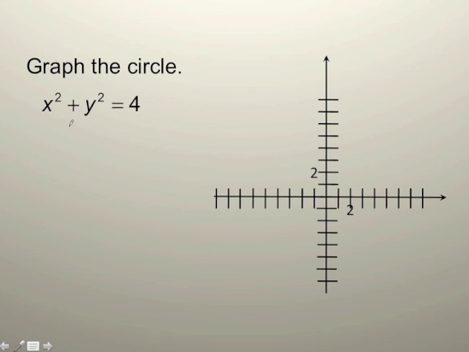Here, because it's just x squared plus y squared, the center is at 0, 0, and the radius is the square root of 4, or 2. So the center is at 0, 0. Points are at 2. Notice I have done some numbering on the graph. You should always indicate how much it is. Each space is up and down and left and right.